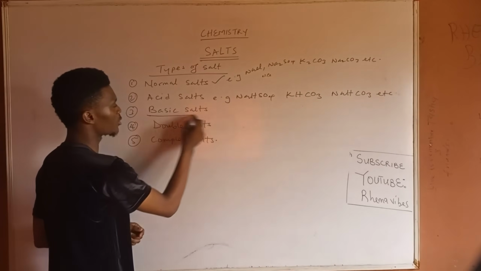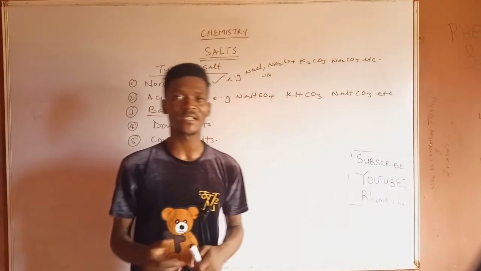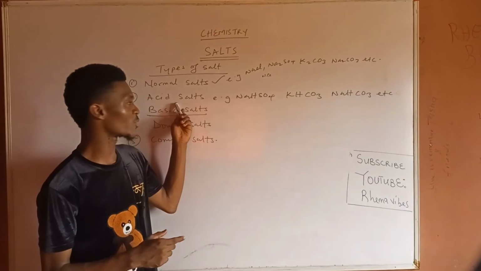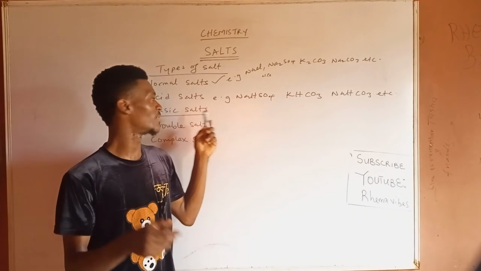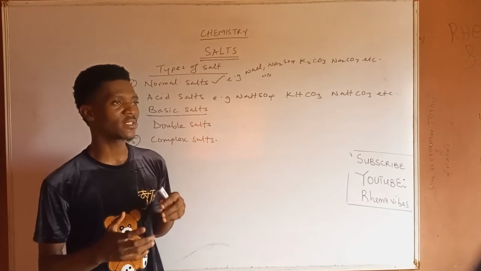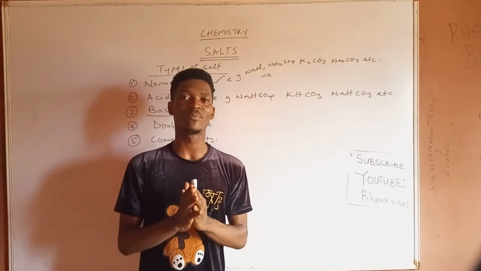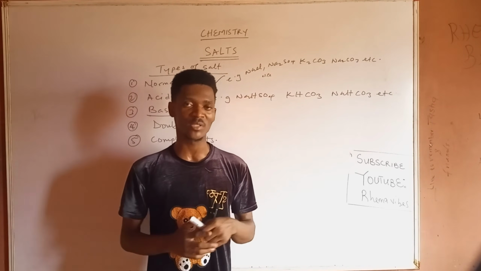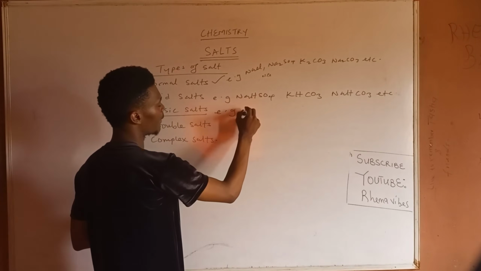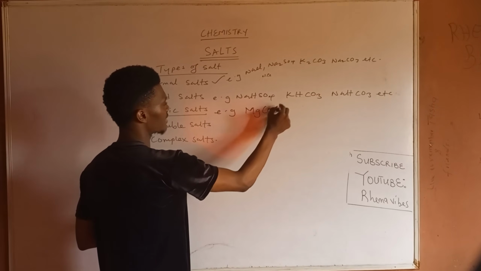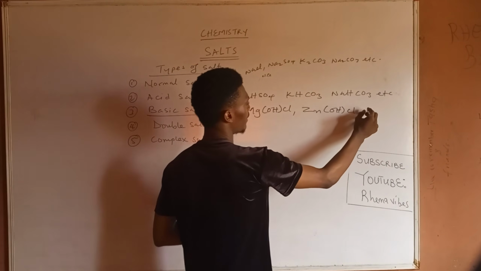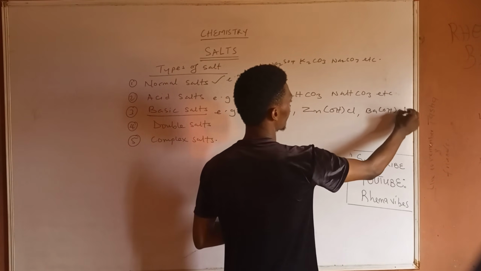All right? Therefore, the basic salts. Now basic salts are simply salts that are formed when there is insufficient supply of acid. See the twist. Acid salts are formed when there is insufficient supply of base, but basic salts are formed when there is insufficient supply of what? Acid. Okay? And it means that we are going to be left with a hydroxide group seated at the middle of the salt compound. That's how you spot your basic salt. So classical examples of basic salts include, we have magnesium hydroxide chloride, we have zinc hydroxide chloride, we have barium hydroxide chloride, etc.